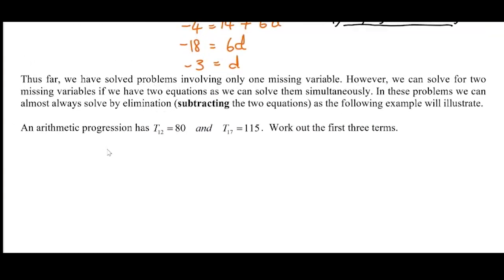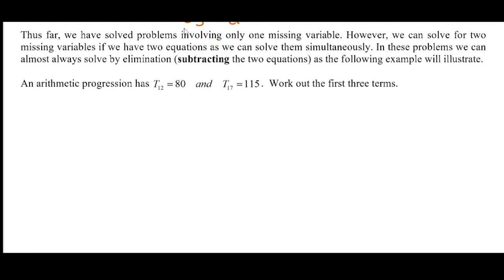Okay, in all the work we've done so far, we have solved equations where we've only had one variable. As we know from mathematics, we are able to solve for two variables if we have two equations. Right, so let's look at this one. This time we're told that an arithmetic progression has a 12th term of 80 and a 17th term of 115. So what we're going to do is try and build two equations in order to work out the first three terms. What we really would like to know is what A and D are. If I know A and D, then I'm home and dry and I can write down any number of terms.